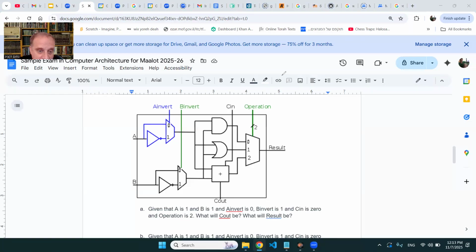Here's the annotate. So it says like this, given that A is 1, let's put a 1 over here, and B is 1, and A invert is 0, B invert is 1, and Cn is 0, so 0 over here, and operation is 2, what will C out be? I'm going to draw a question mark there. What will C out be? What will result be?